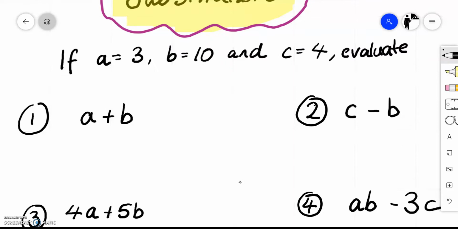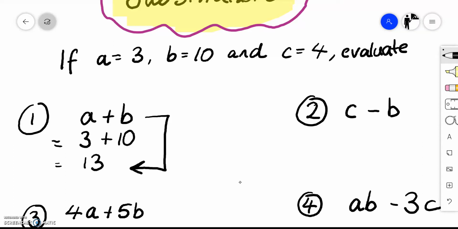So if A is 3, B is 10, and C is 4, evaluate. Number 1, we want to work out A plus B. So our first line is we always need to substitute the numbers into the expression. So instead of A, we're writing 3. Instead of B, we're writing 10. We're then evaluating that. 3 plus 10 is 13. We don't just go from line 1 to line 3. We make sure we show all of our thinking.